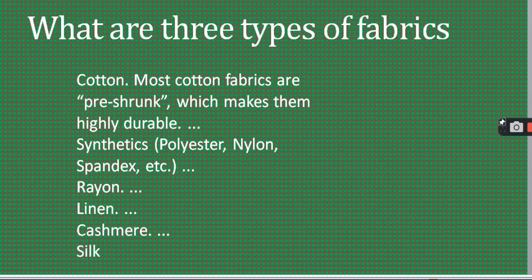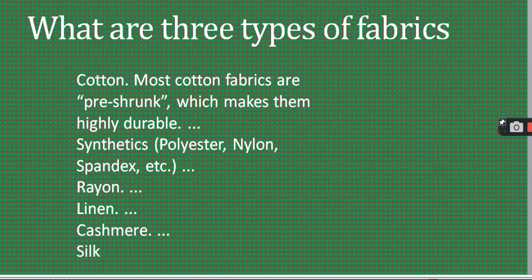So what are three types of fabrics? Can you tell me the names, students? What are three types of fabrics? Number one is cotton. Most cotton fabrics are pre-shrunk, which makes them highly durable.